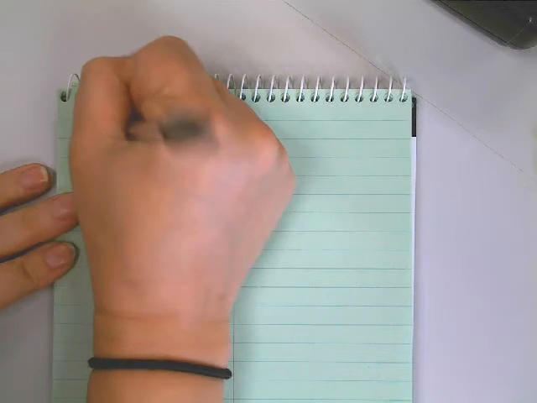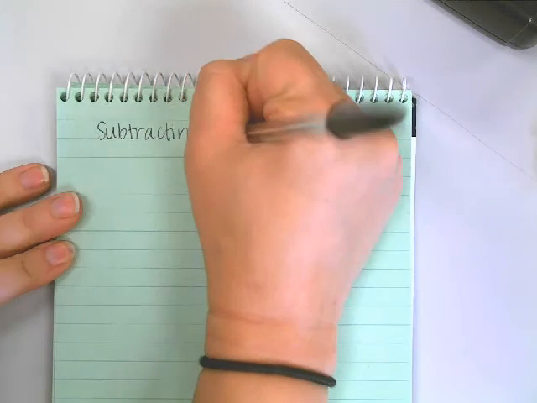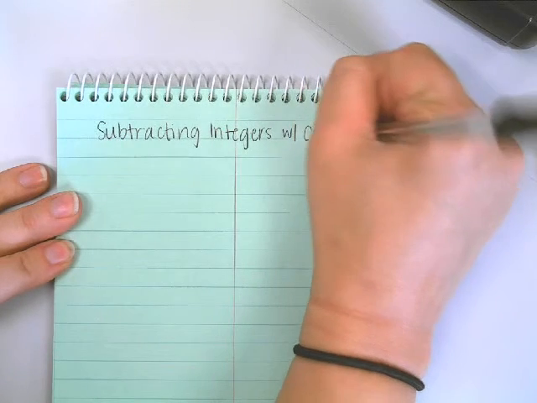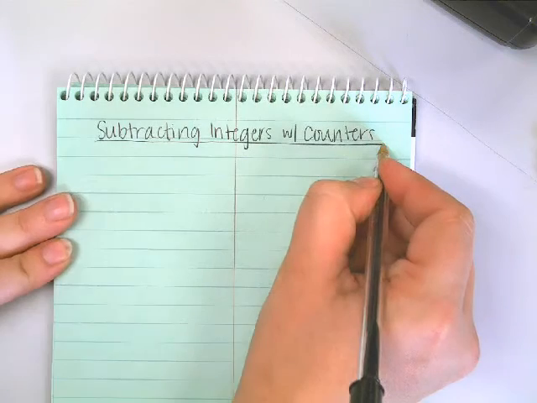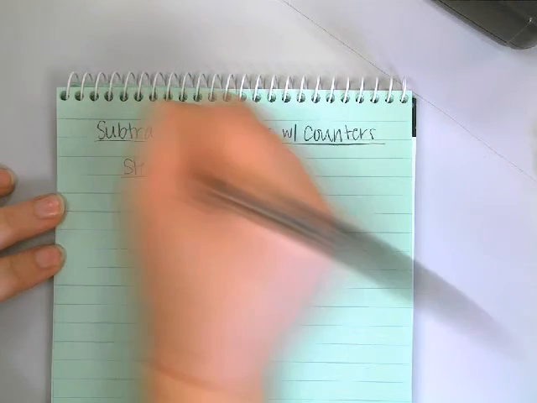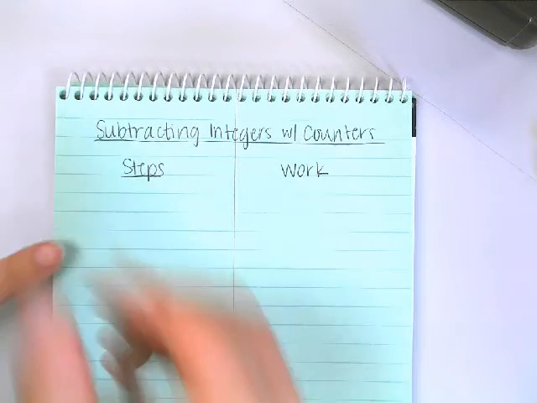Okay, so now I have my notes out here, so we can take notes to show how we're going to model or draw pictures to show integer subtraction. So we're going to write subtracting integers with counters, or those tiles that we used. And we haven't done steps and work in a while, so we're going to write steps over here and then work over here.